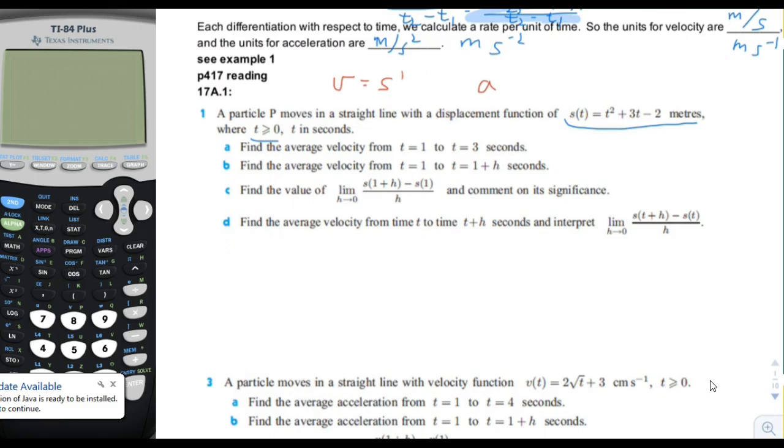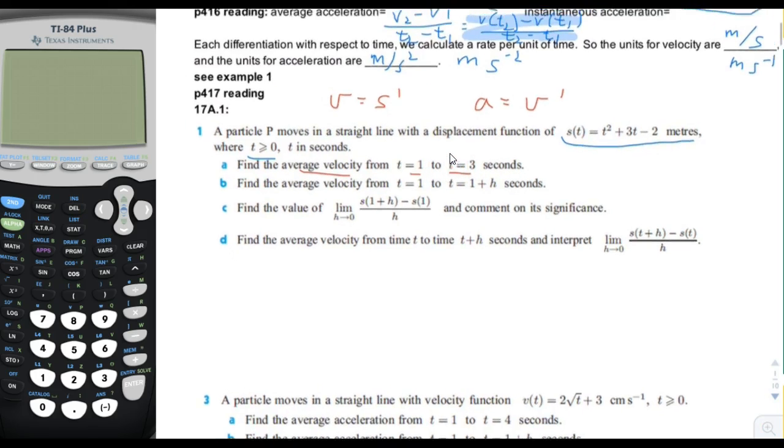And since the acceleration is equal to the difference in velocities divided by the difference in time, it's the derivative of velocity. So let's use that principle to figure out the answers to some of these. Here, first, it starts easy. It says find the average velocity from time equals 1 to time equals 3.